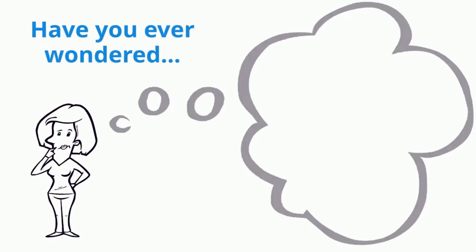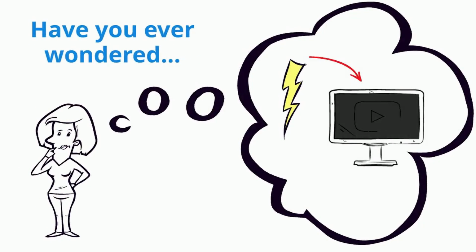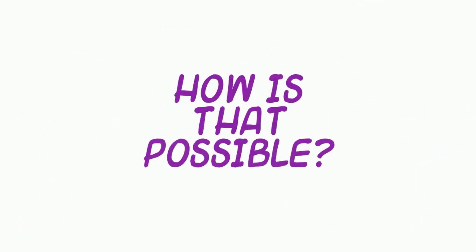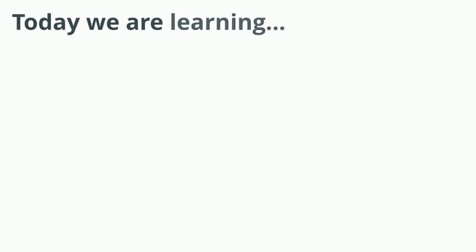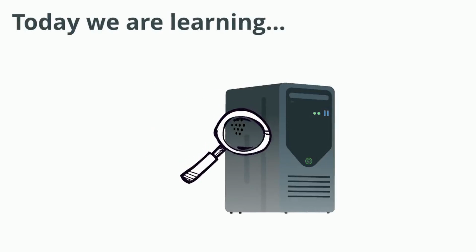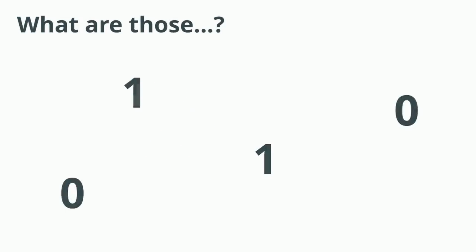Have you ever wondered how electricity turns into the video you're watching right now? It's actually made up of a bunch of ones and zeros, but how is that possible? Today we're learning how a computer works on the inside. To start off, what are those zeros and ones?